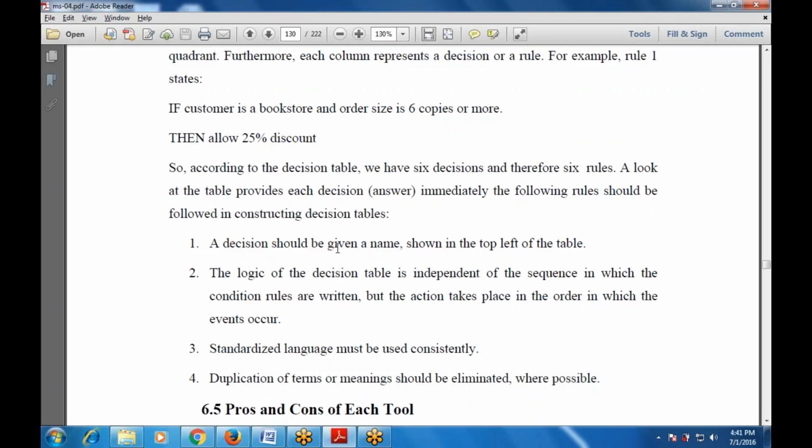Yes, these are the 4 tables. These tables are used in the decision making process by which we can make decisions, and there are therefore 6 rules available in the table that provides each decision when we construct the decision table.